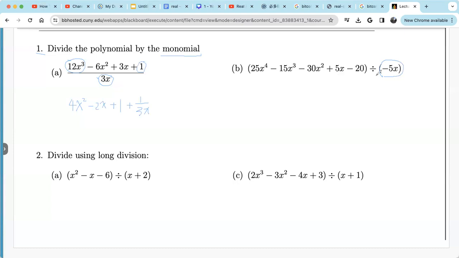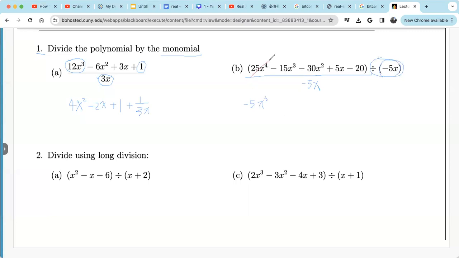Now let's see B. If this is okay with you, you can do one term by one term, horizontally. But I like to put a negative 5x under here. It helps me to visualize better. Now I have 25x raised to 4 divided by negative 5x. So 25 divided by negative 5, I get negative 5. X raised to 4 divided by x, I get x cubed. Maybe I should change to red color to be more obvious. Right, I get my first term. So this term is done.